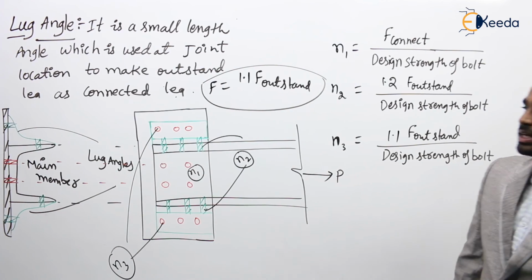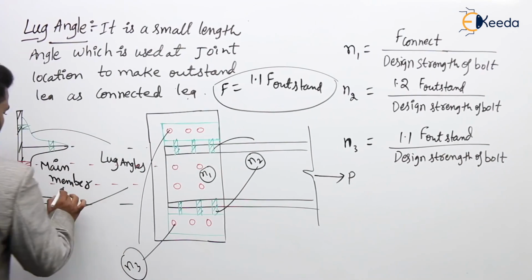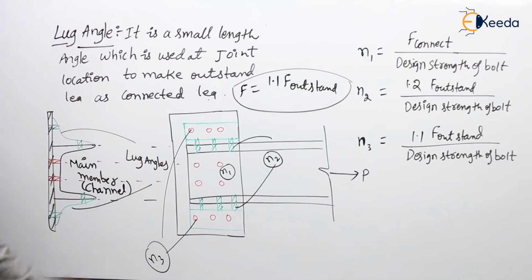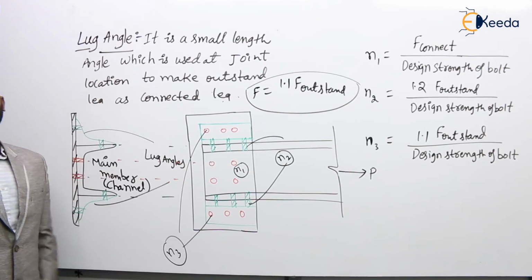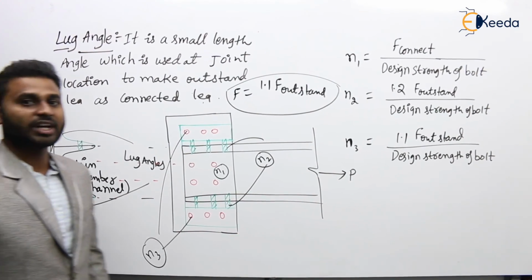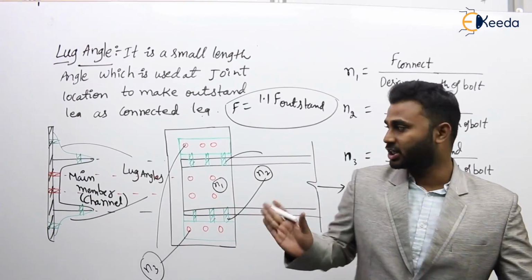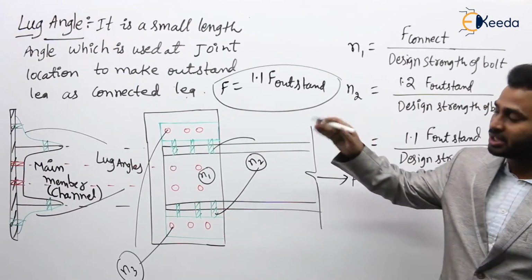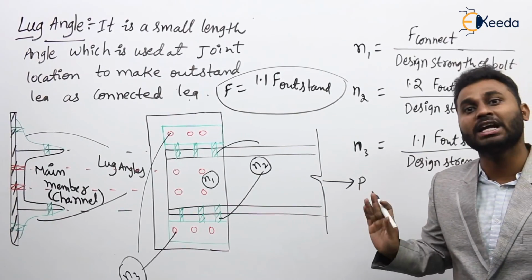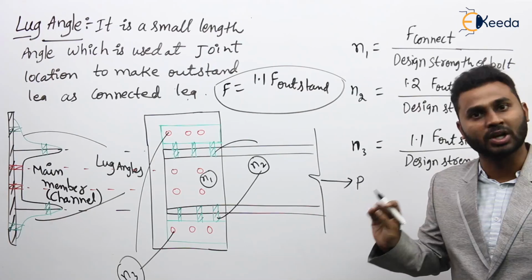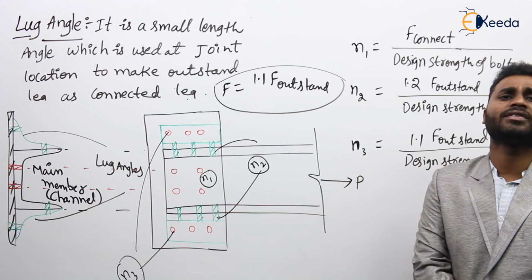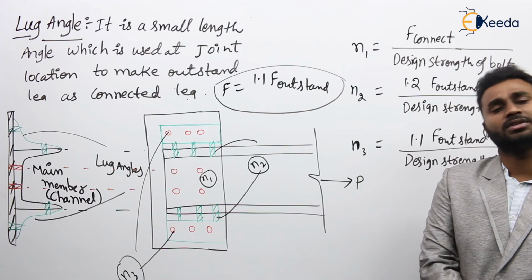Here we have used the channel. This is the main member. Main member is nothing but channel. If we use channel, this is the provision given by the code book. So take it down. This is about the design of tension members. In tension members, either we may use lug angle or we may not. But as I said, nowadays lug angle is outdated or obsolete, so there is no need to use lug angle nowadays. Simply use the procedure we have discussed so far.